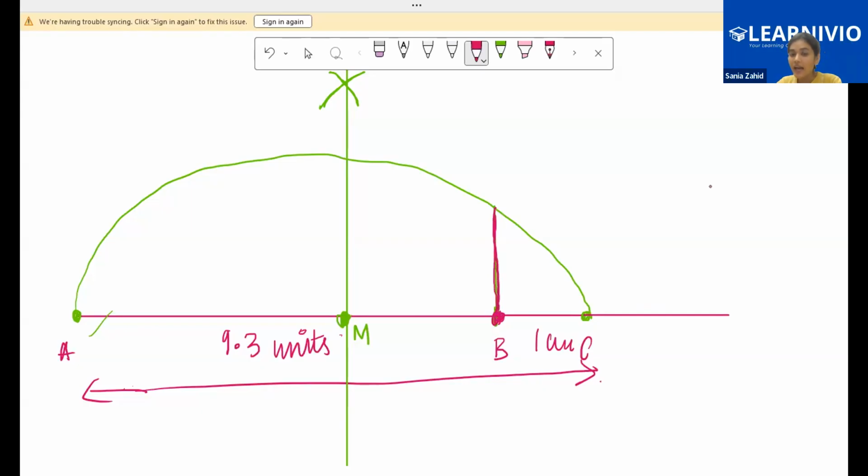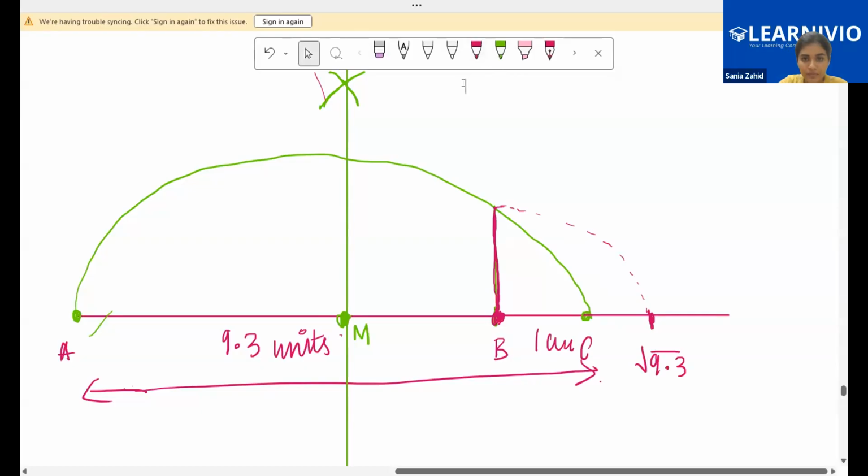Now you keep the compass at point B and the radius should be this red colored line. And now you draw an arc cutting this line on the right hand side. Actually, this should be a little far away, not so close. You will get it a little far away. And now, children, this point that you have marked is under root 9.3 units.